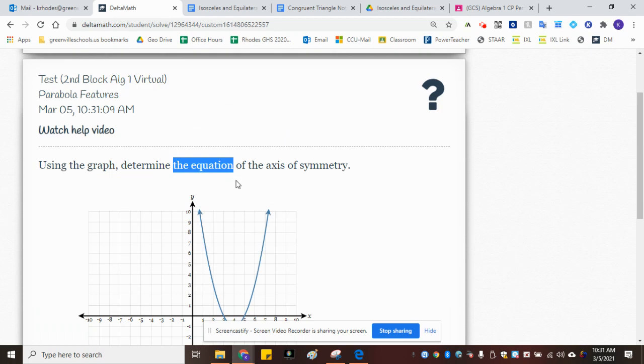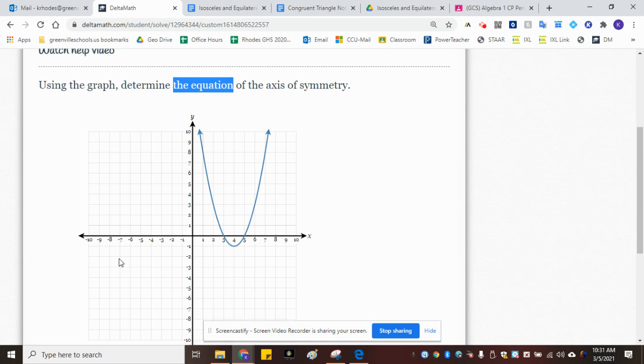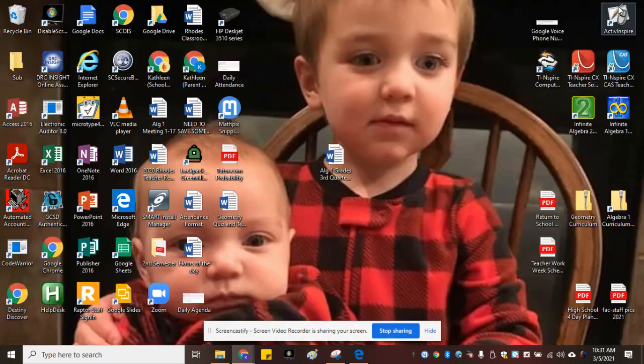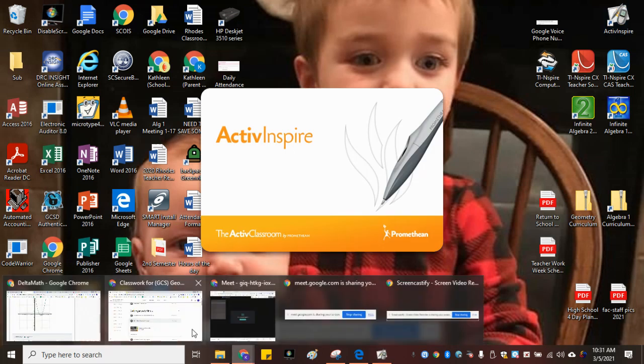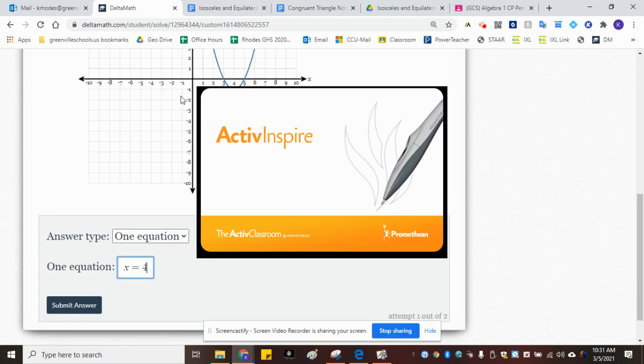And then your axis of symmetry is the line that makes it symmetrical. So x equals 4. Perfect. And it's always x equals 4 because it's always crossing. If you actually draw the line, it's going to cross the x-axis at 4. So that's why it's x equals 4.